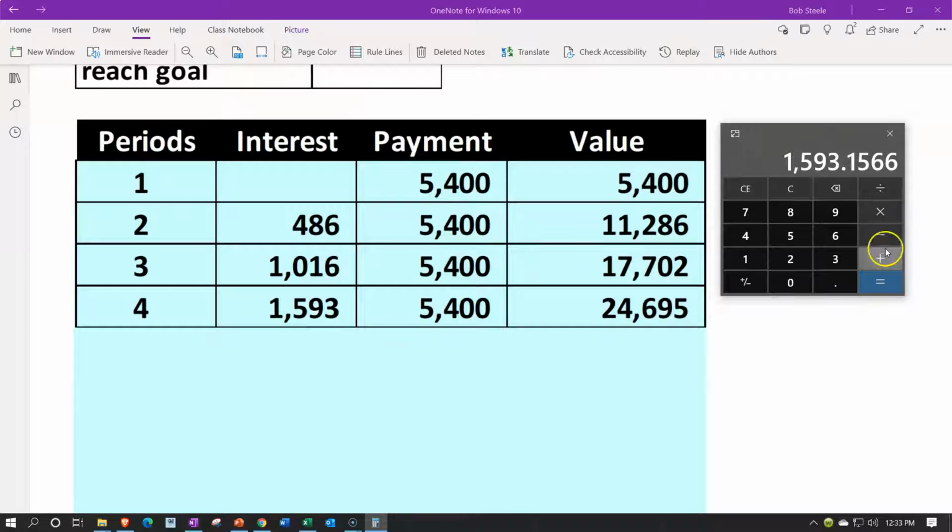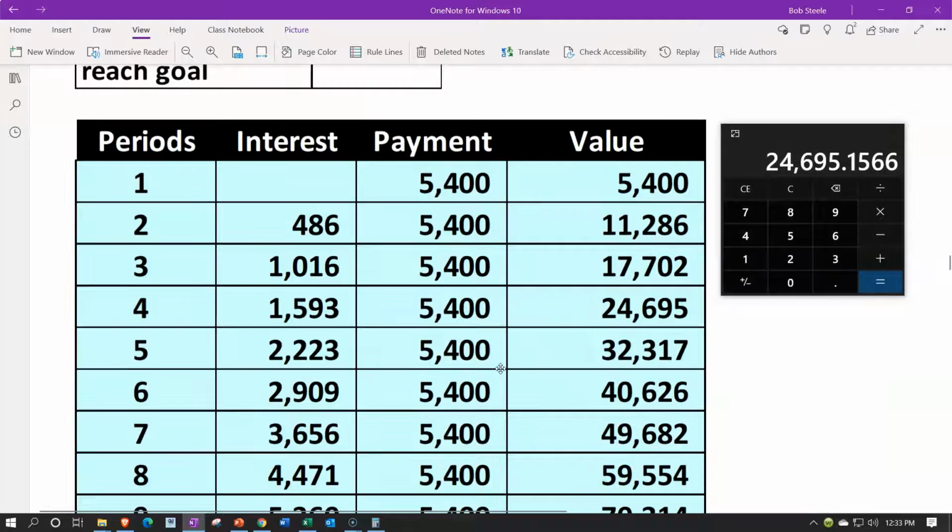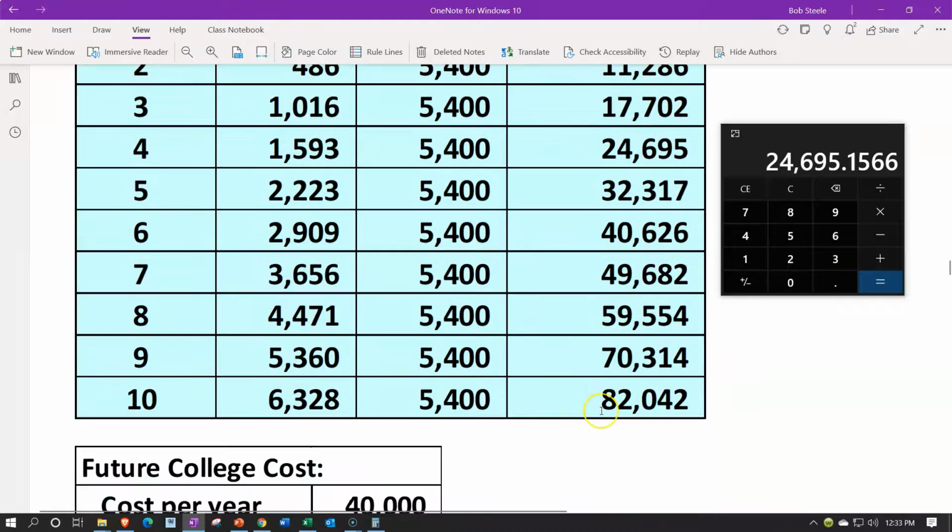And then we could do that again and say that's going to be times 0.09. And then I'm going to add that to the payment we're going to put in, 5,400 again, plus the prior balance, 17,702. We get the 24,695, and so on and so forth. And we can watch it grow down to the 82,042. So that's another way we can do it.